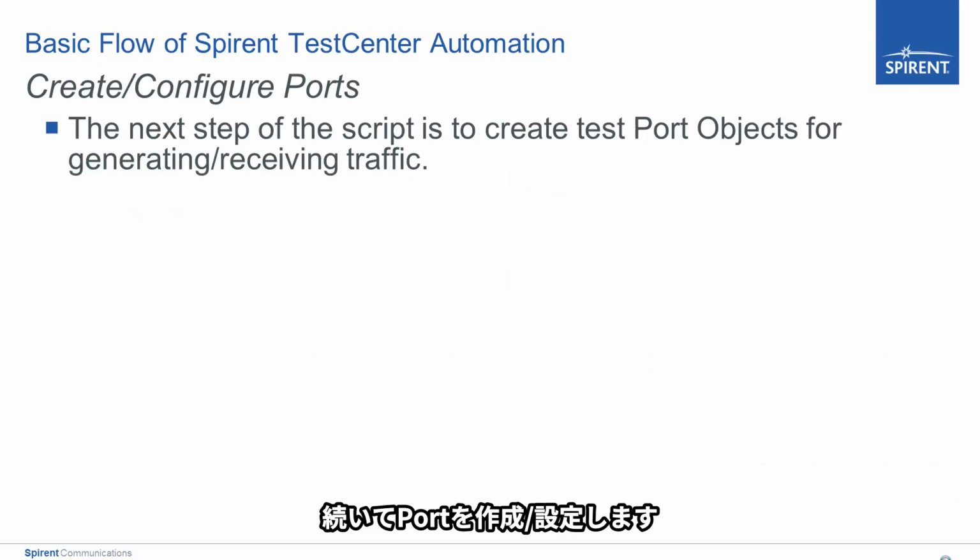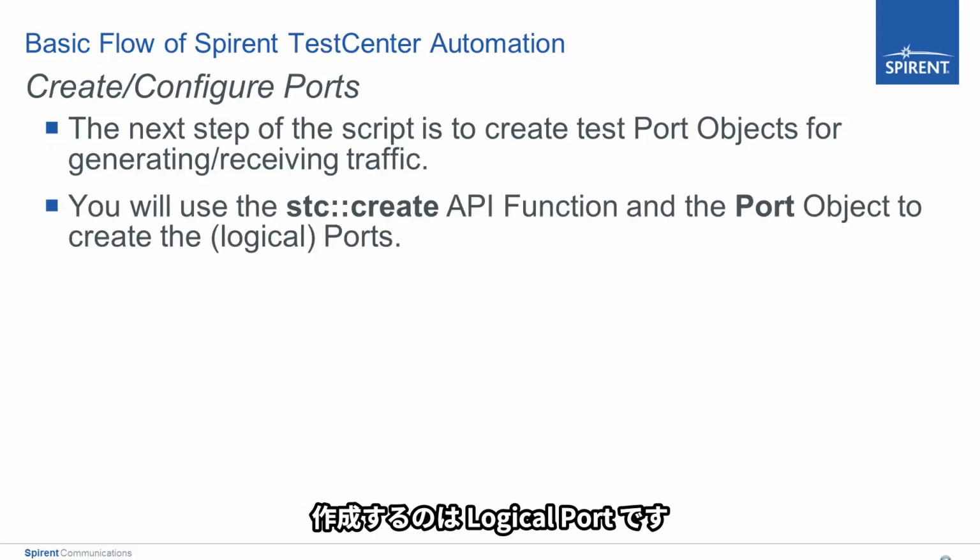The next step of the script is to create test port objects so you can generate and receive traffic. You will use the stc::create API function and the port object to create the logical ports.